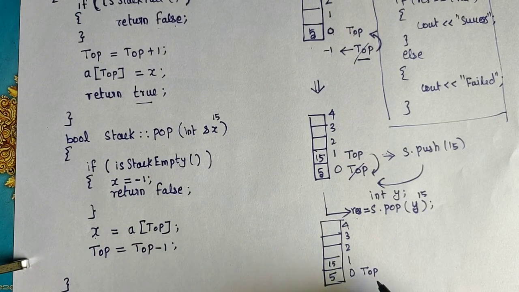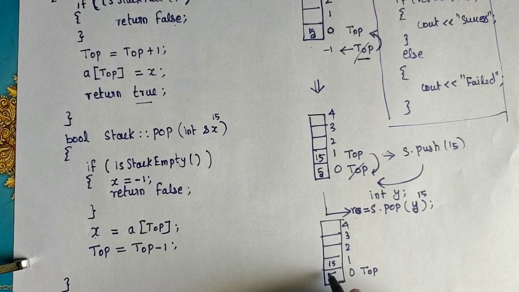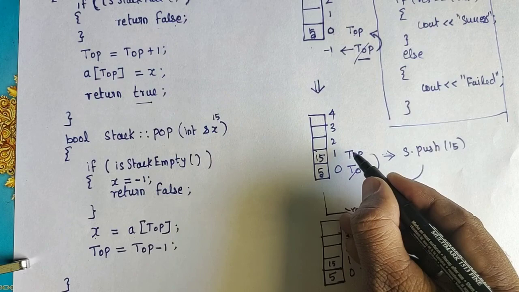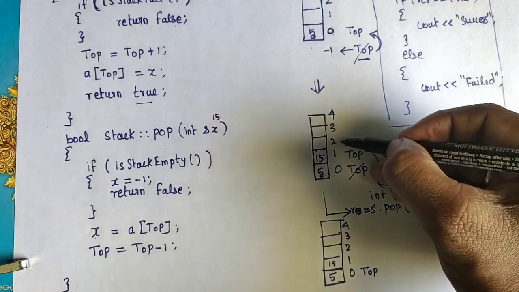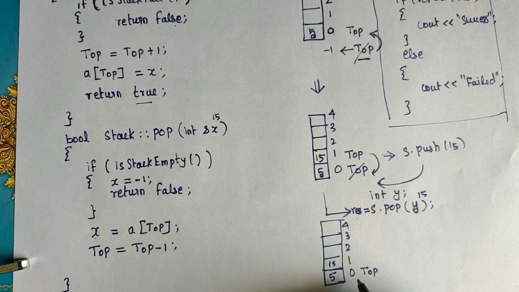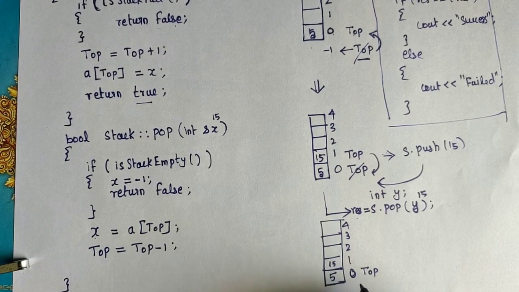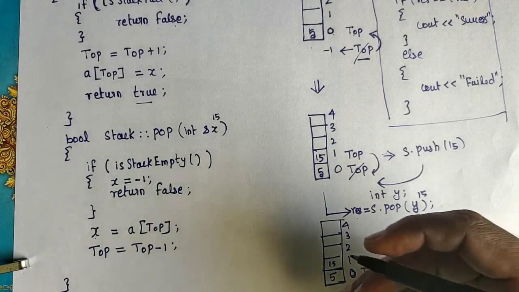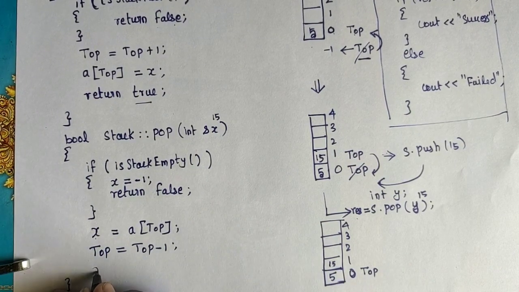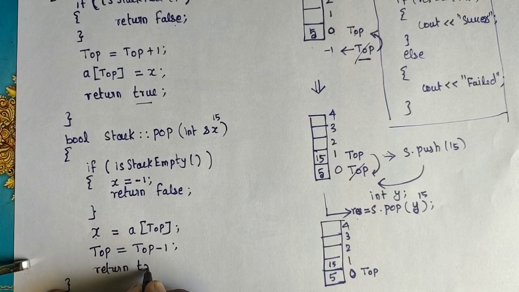It means that the content of the stack at any time is from 0 to top only. So above the top, these positions are considered as free locations only. So this is the logic for the stack. The content of the stack after deleting the 15 is from 0 to top, which is 0 to 0 only. Above the top, elements 1, 2, 3, 4 will be considered as free locations only. So after decrementing the top, we have to return the success message true.